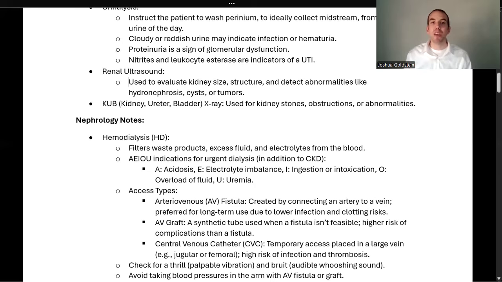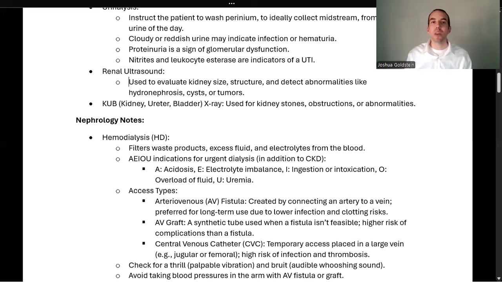Next, we have a KUB. You may have heard of a KUB. If you're wondering what that is, it stands for kidneys, ureters, bladder, and it's an X-ray. There's a chest X-ray, and there's a KUB X-ray. It's used to detect kidney stones. It's used for obstruction and other abnormalities.